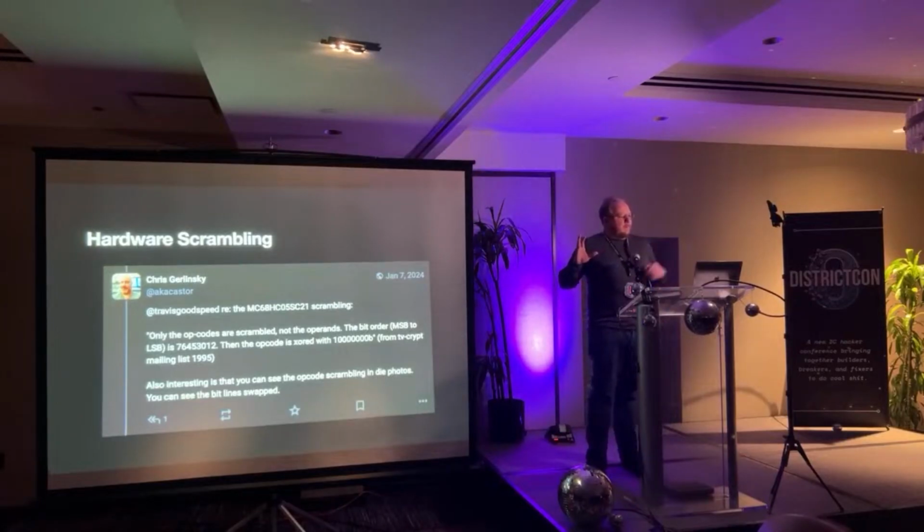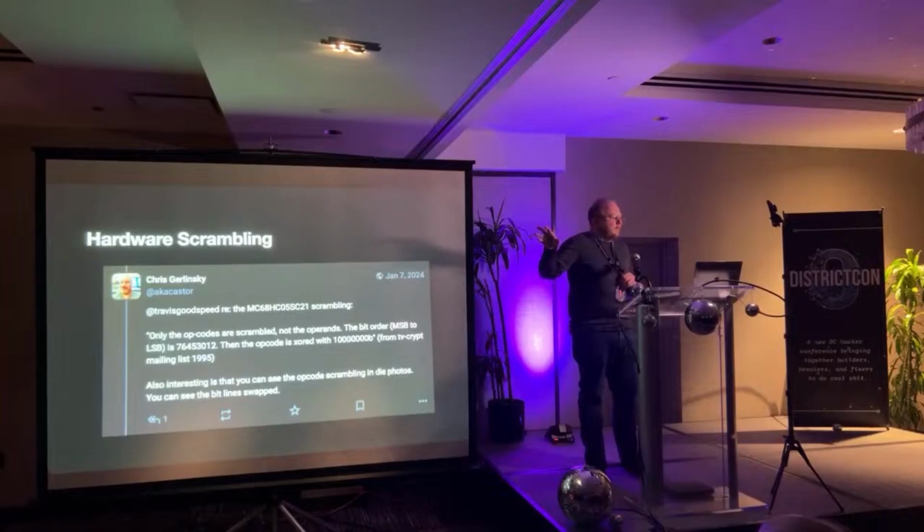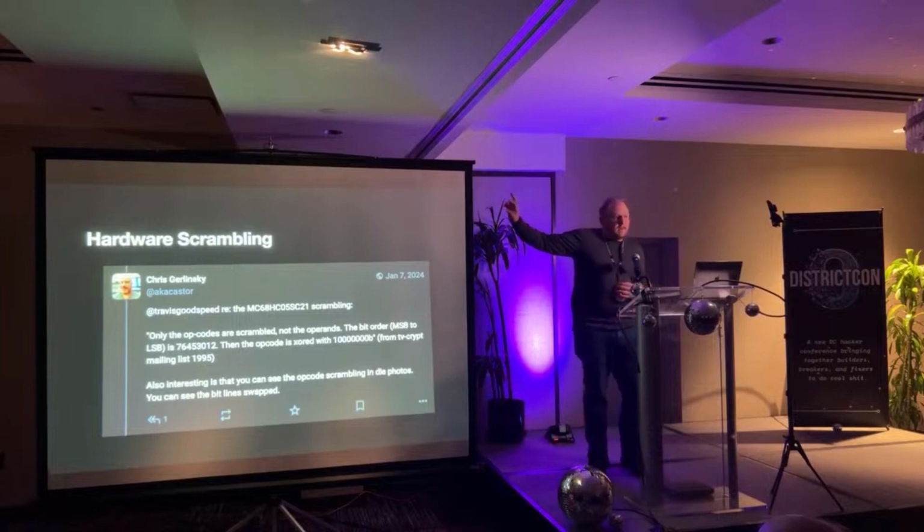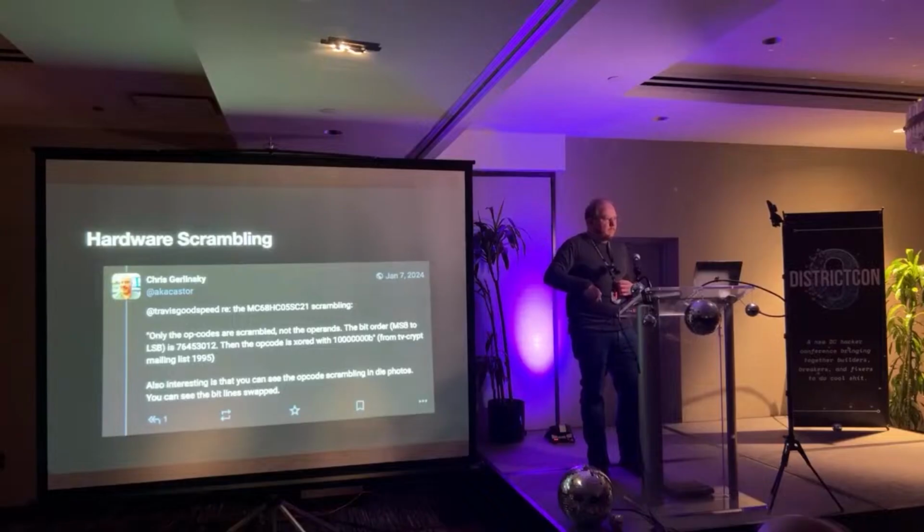and he was quoting a TV crypt message from 1995. And this is the only description that I started with of how the scrambling works. He says, only the opcodes are scrambled, not the operands. The bit order from most significant to least is 7645312. And then the most significant bit is flipped. Now, you'll notice something. This is actually symmetric. If you run this twice, like XOR, it goes back to the beginning.